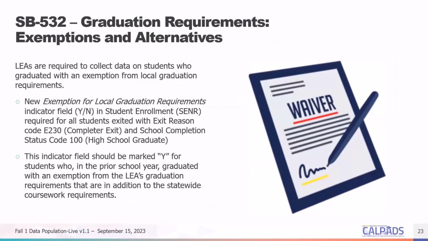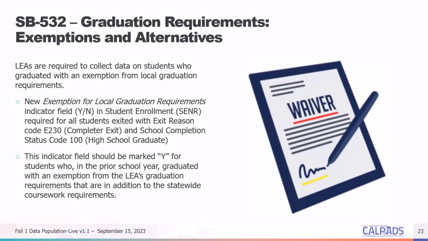The next change up is Senate Bill 532 and the changes in exemptions and alternatives to graduation requirements. Beginning this academic year, LEAs will be required to collect specific data on students who graduate with an exemption for local graduation requirements. The new data that LEAs will now need to report includes an exemption for local graduation requirements indicator field with selections of yes and no in the SENR record.